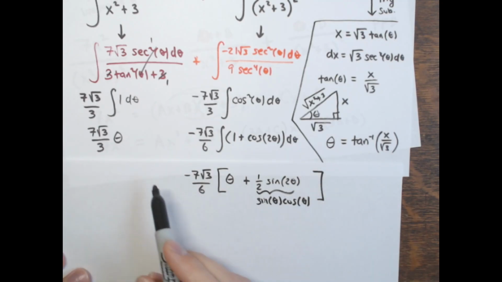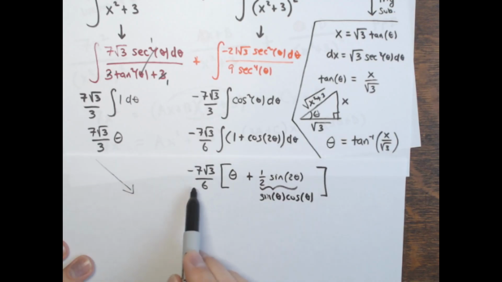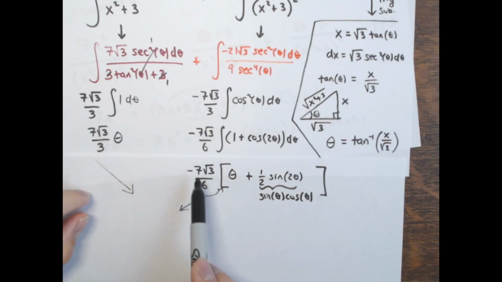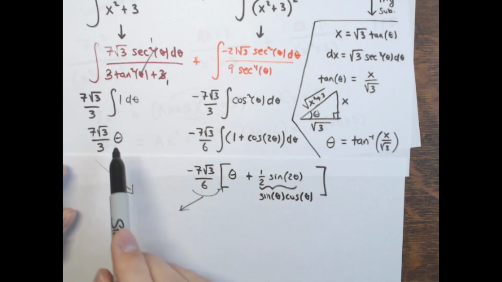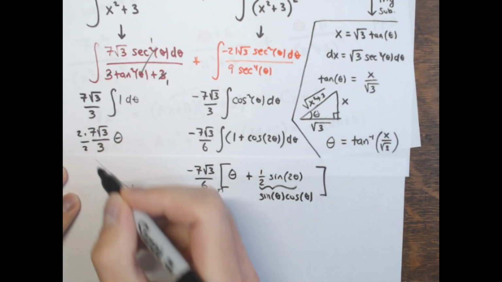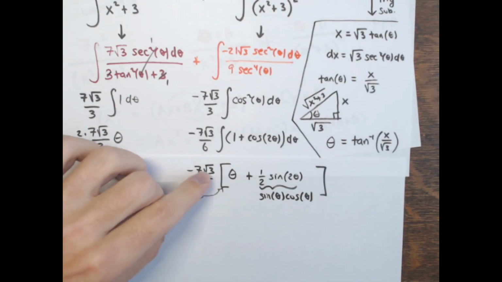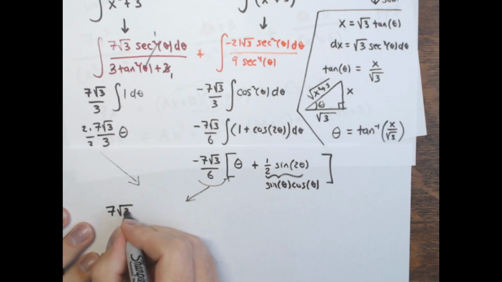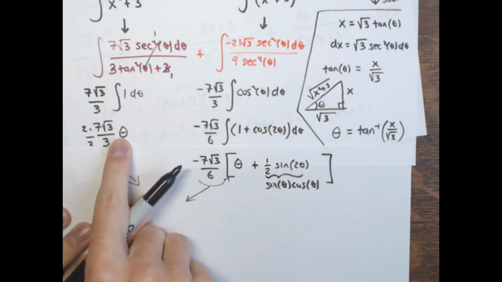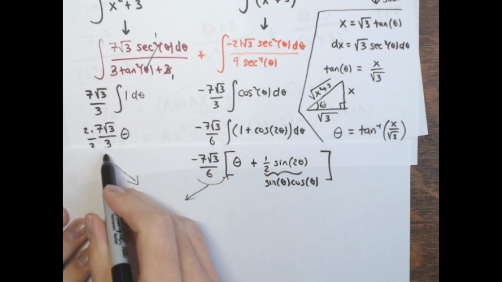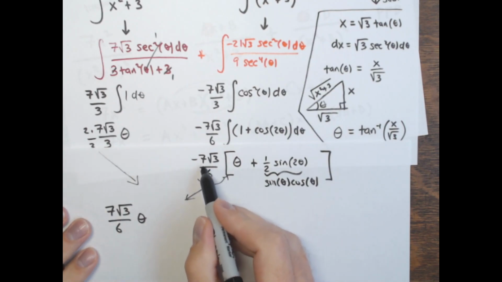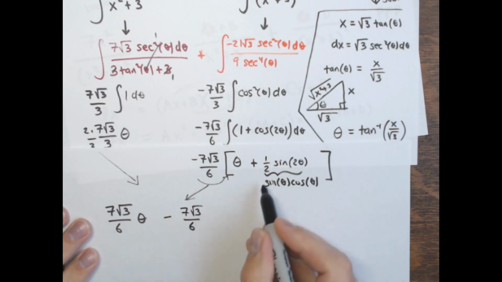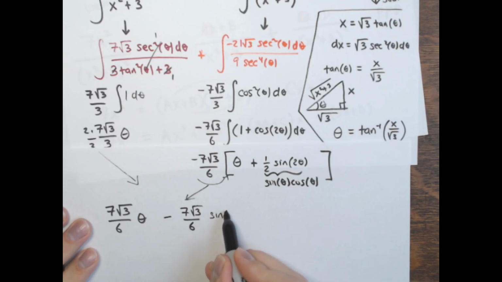All right, so I'm going to distribute this. Now, if I put this together with this, you got 7 root 3 over 3 theta minus 7 root 3 over 6. If I multiply this by 2 over 2, that's 14 root 3 over 6, minus 7 root 3 over 6. That'd be just 7 root 3 over 6 thetas, right? Because they both have thetas. All right, just putting those together. So putting these two together, I got 7 root 3 over 6 theta, and then minus 7 root 3 over 6 times sine theta cosine theta, right? That was half the sine of 2 theta.